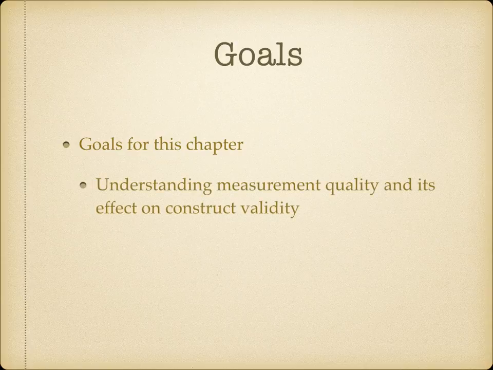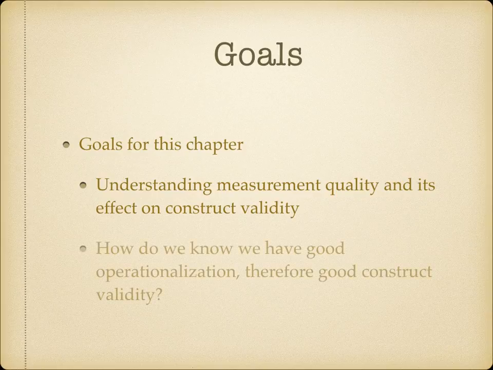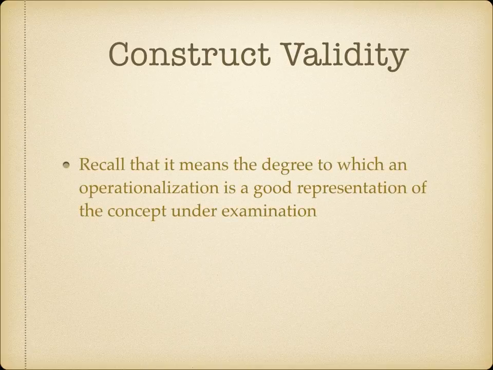Our goals for this chapter are to get an understanding of measurement quality and how that has an effect upon construct validity. And we also want to understand how we know we have good operationalization, that is, what is this thing called good construct validity? To remind ourselves, construct validity is the degree to which an operationalization is a good representation of the concept under examination. That is, we've come up with a way of measuring it, an operationalization. Is it a good representation of this concept, this idea that's embedded in a theory that we're studying? It all gets back to theories.